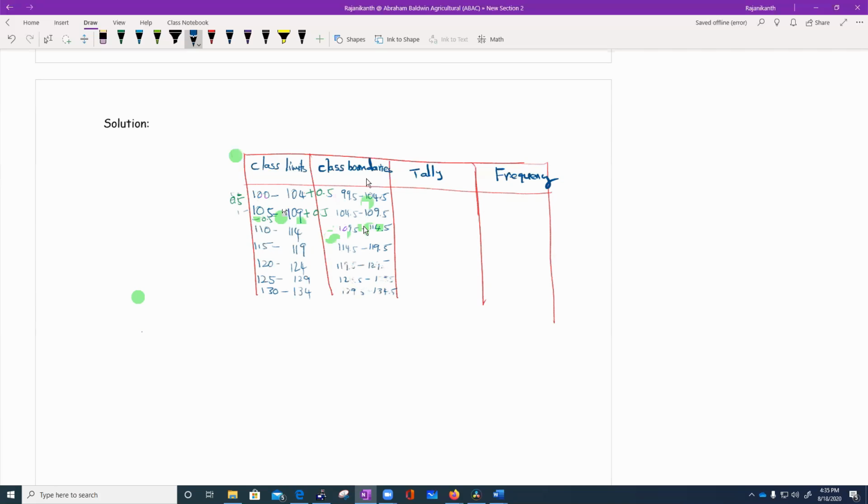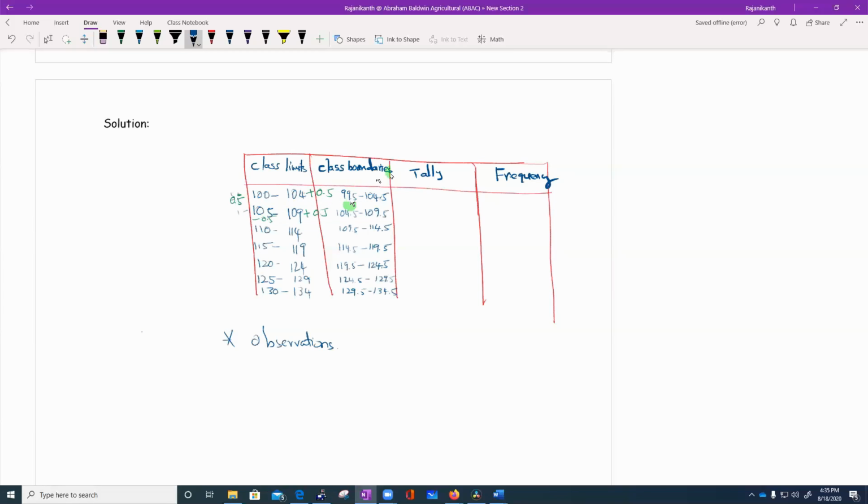Okay, so this is the way to find the class boundaries. Done. You see now, a couple of points you have to observe here. For the class limits, for the first class limits and the second class limits, there's a gap between these two classes. Do you see that? Your first class limit finishes with 104, but your second class limit starts with 105. So there's a small gap between 104 and 105, right?